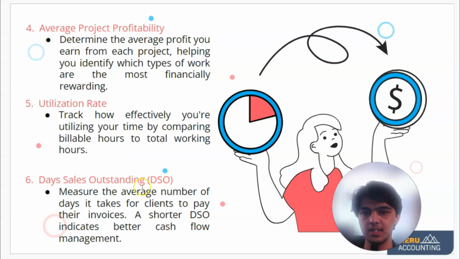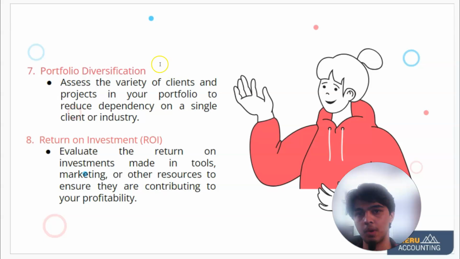Days sales outstanding. This indicator will measure the number of days it takes for a client to pay their invoices, to pay their outstanding payments. A shorter days sales outstanding will indicate that you are having better cash flow in your business. Seventh is portfolio diversification. This indicator will help you assess the variety of clients and projects in your portfolio to reduce your dependency on a single client or industry.